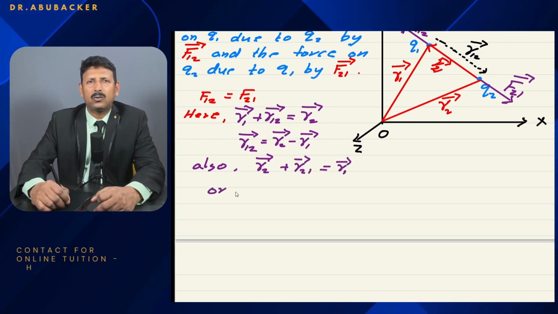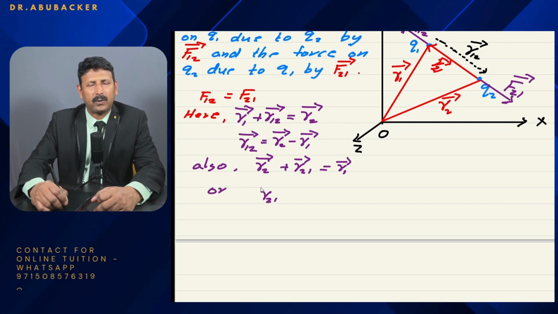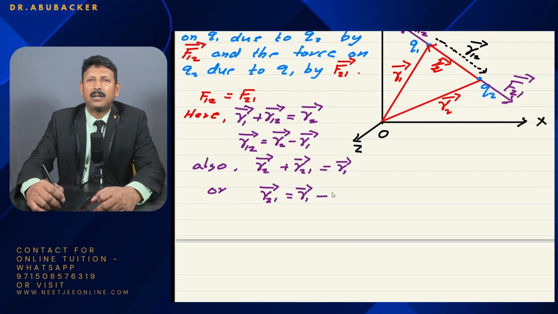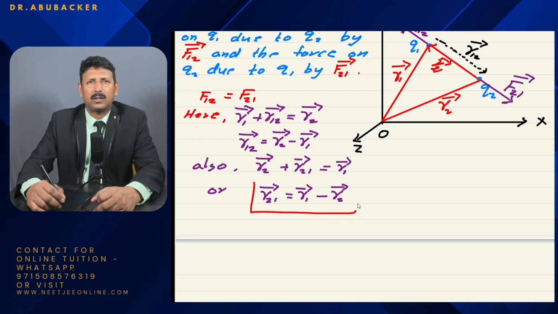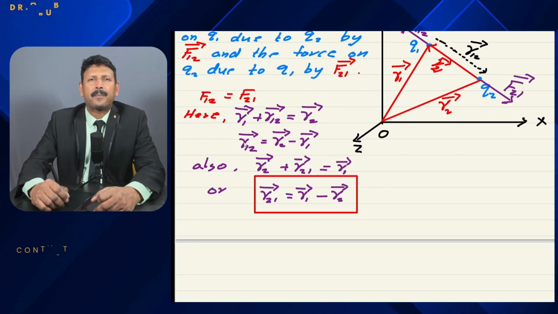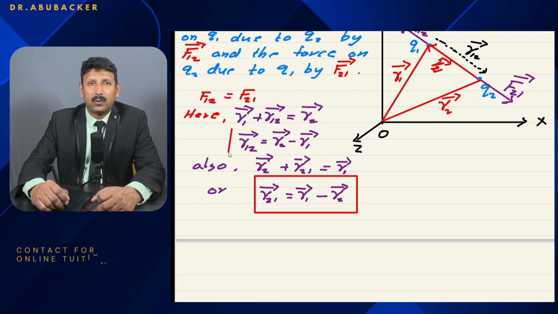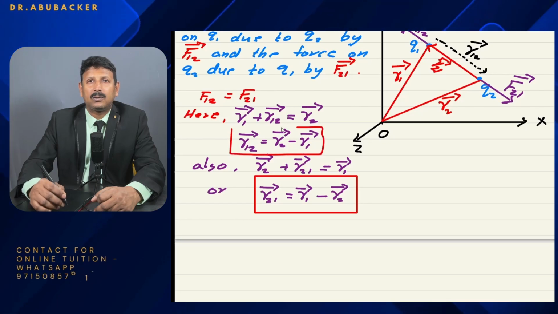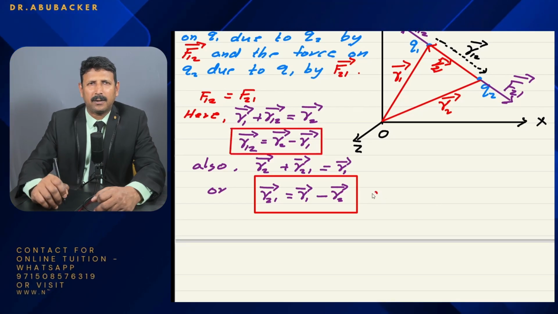So from this, R21 we can write as vector R1 minus vector R2, and R12 we can write as equal to minus R21. Okay, minus R21. So R21 is equal to minus R12, also you can say.